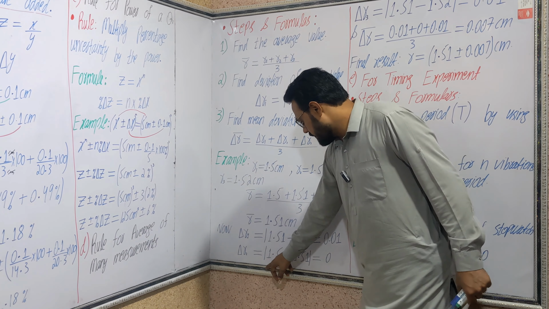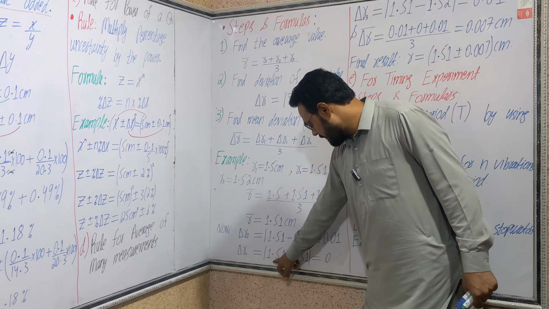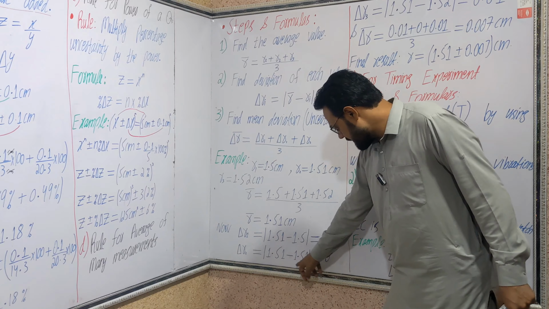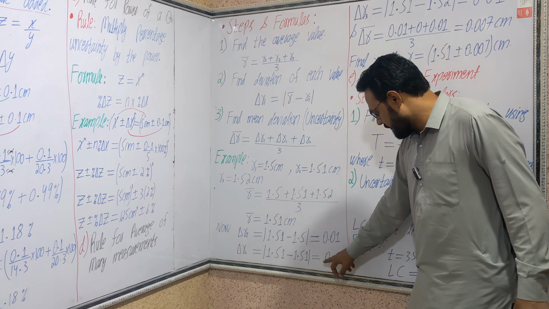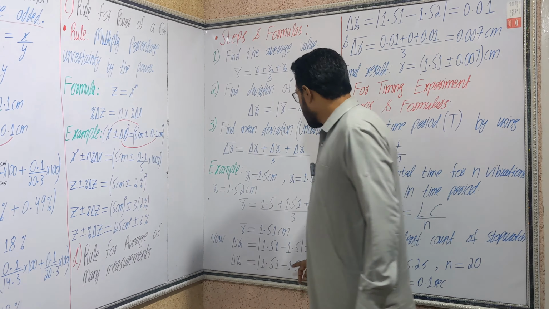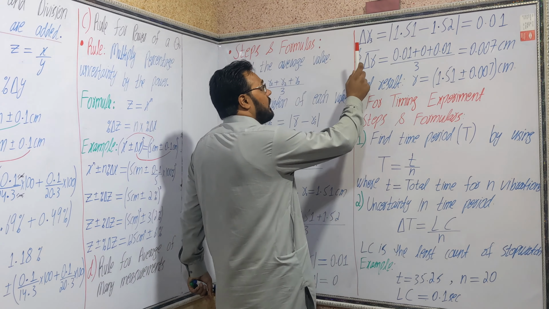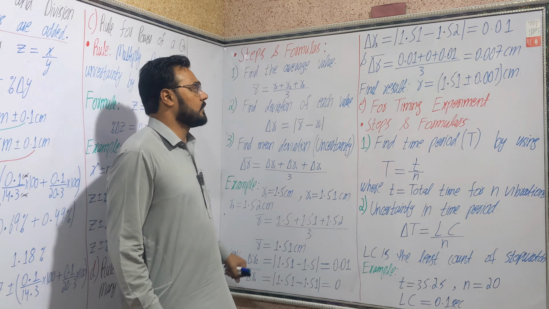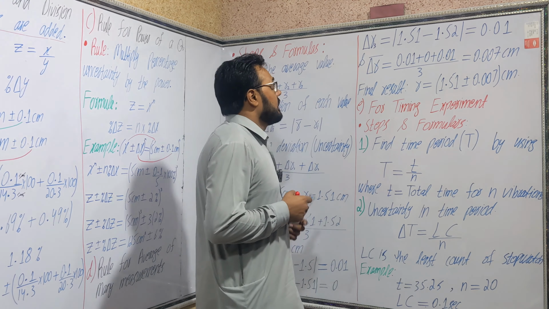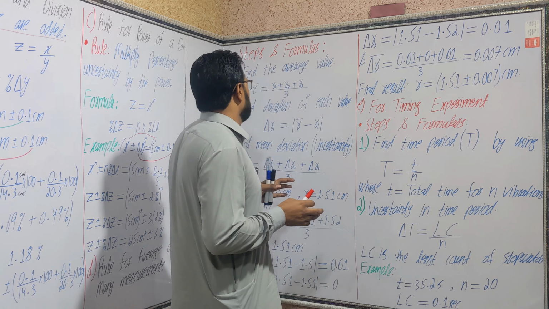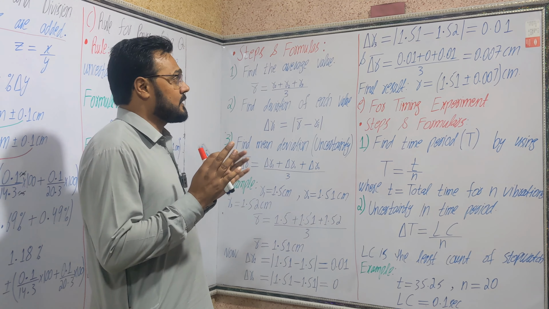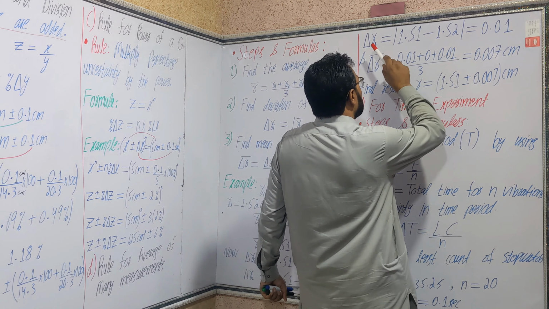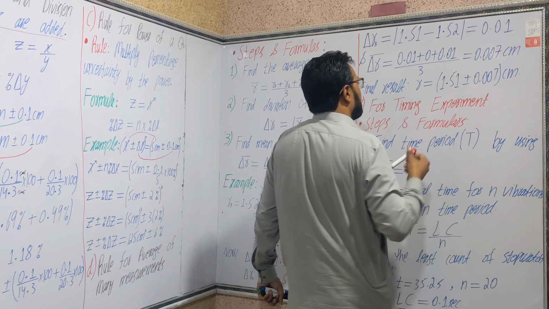Now deviation in R2. Again, average value 1.51 minus R2. R2 is 1.51. After subtraction, 1.51 minus 1.51, we will get 0. Now deviation in R3. Again, average value 1.51 minus R3. R3 is 1.52. Deviation must be taken as positive. So here deviation in R3 is 0.01.